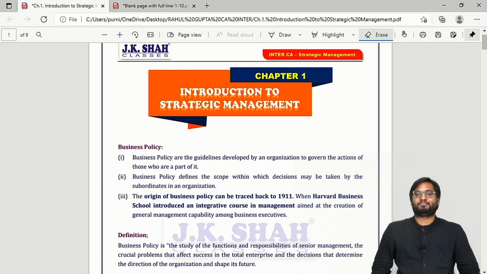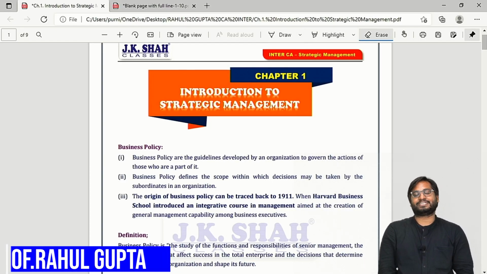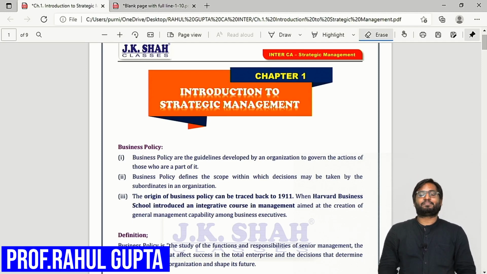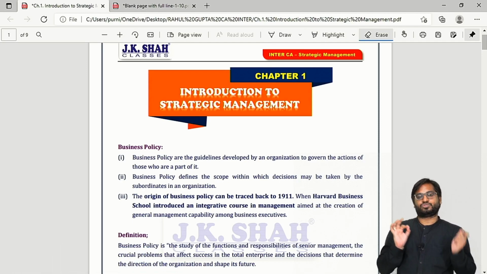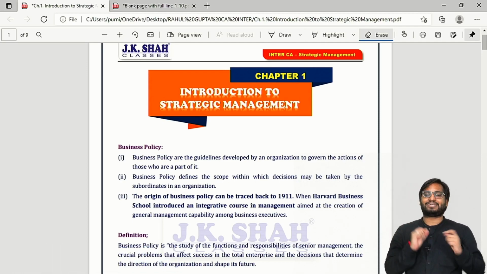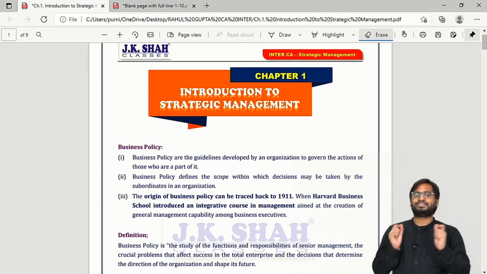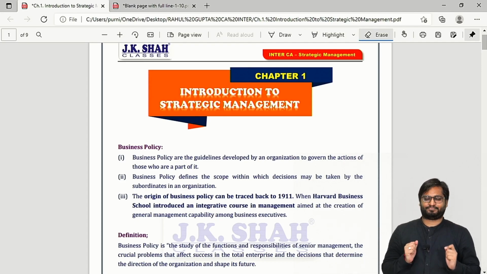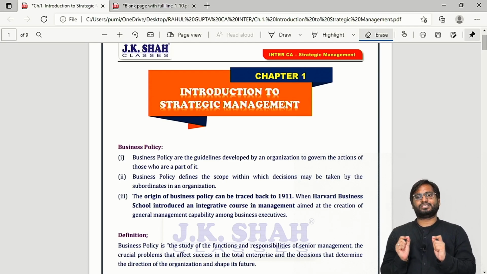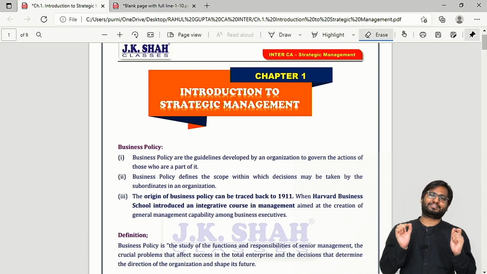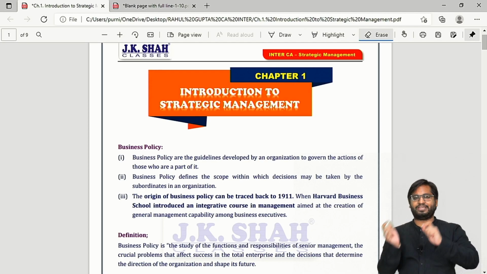Let's start with chapter number 1, that is Introduction to Strategic Management. In this chapter, guys, we'll be studying 6 concepts. So the first concept that I would like to start here is management. Now, what do you understand by management? In simple language, management means getting things done through and with the help of people.